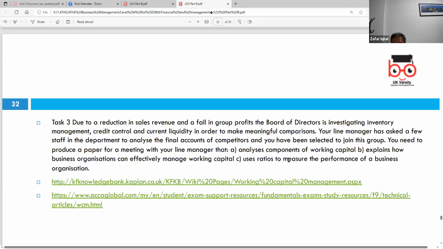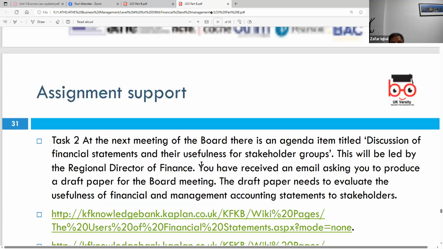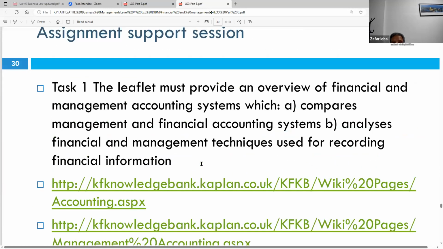Okay, so task three is pretty straightforward. Mainly it's writing. There are three tasks for this assignment, right? The first task is you prepare a leaflet, a small poster, and you compare your management and financial accounting systems. You compare them both, which is good, which is bad, or whether both are good. You look at the different financial and management techniques, like we talked about.